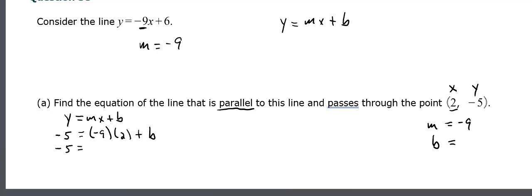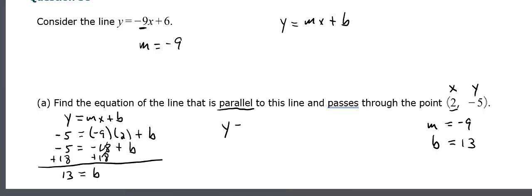So we have negative 5 equals negative 9 times 2 is negative 18. And we're solving for b, so we're going to add 18 to both sides. And negative 5 plus 18 is 13. So b in this case would be 13. So in slope-intercept form, it would be y equals our slope, which is negative 9 times x, plus, in this case, 13.